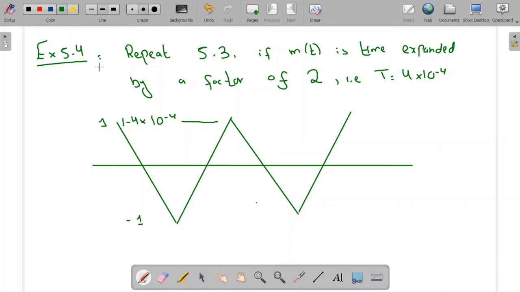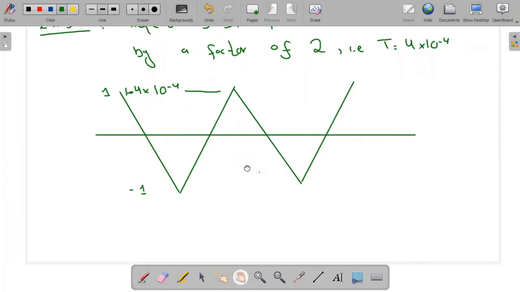Bismillahirrahmanirrahim. In this video we will do example 5.4, which says: repeat 5.3 if the message signal is time expanded by a factor of 2, that is, the time period has become double. Now the amplitude is the same, which is 1 and minus 1, as in example 5.3, but the time period has become double. The time period in the first case was 2 multiplied by 10 raised to power minus 4. Now it has become double and is 4 multiplied by 10 raised to power minus 4.